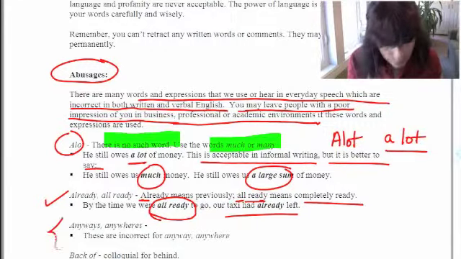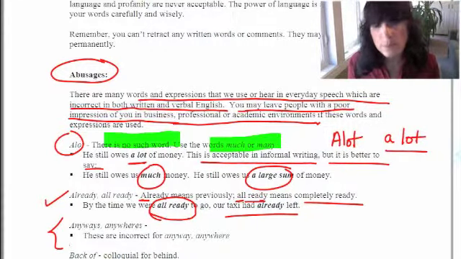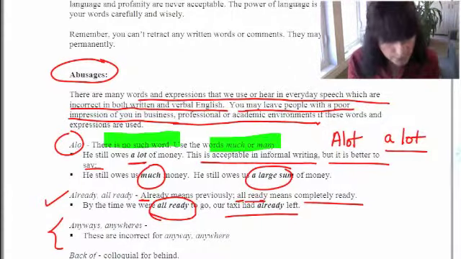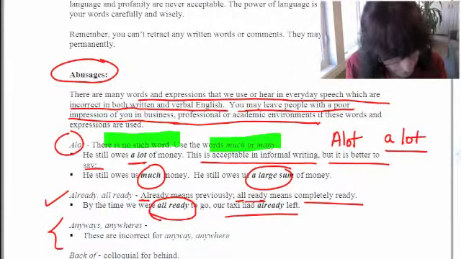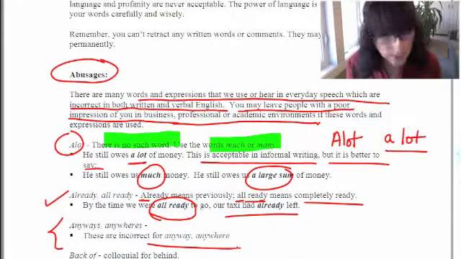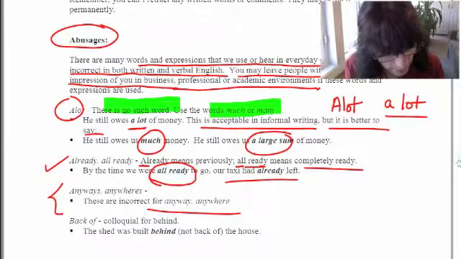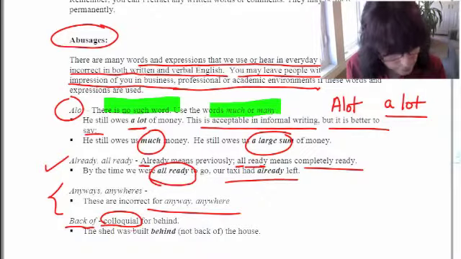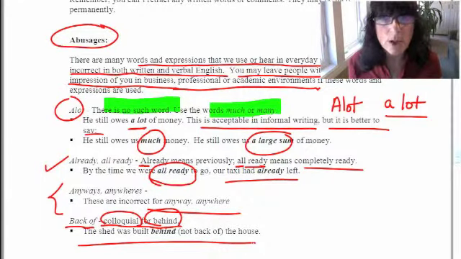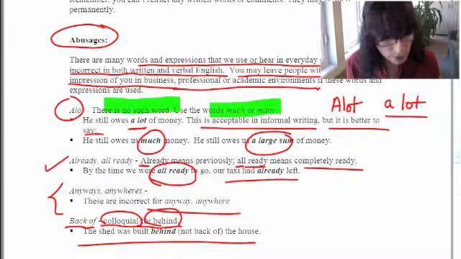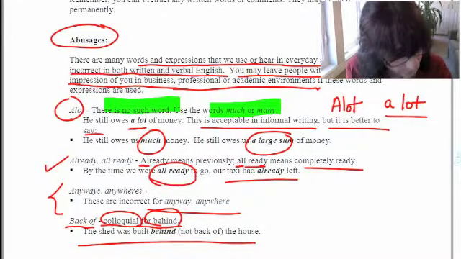Another abusage is anyways and anywheres. Like people say an expression, well, anyways. There's no such word as anyways or anywheres. They're incorrect, and what you want to say is anyway or anywhere. Next is back of. Now, back of is a colloquialism, and we'll be talking about colloquialism shortly, and it's colloquial for behind. So what you should say was the shed was built behind the house, not in the back of the house. So back of is an abusage there.